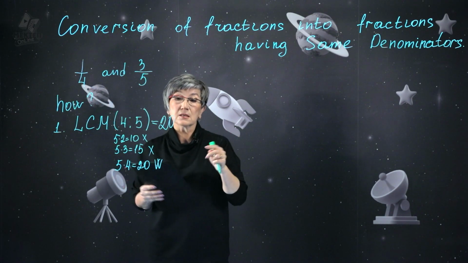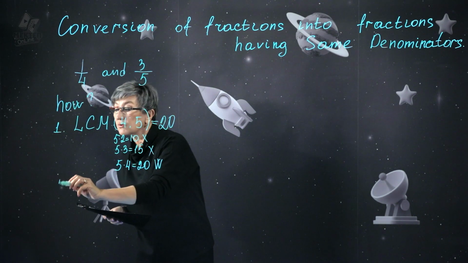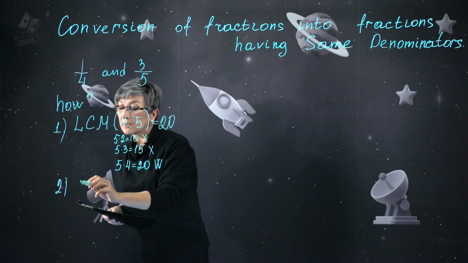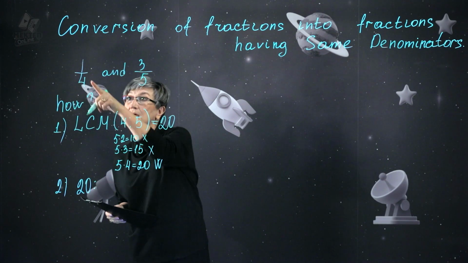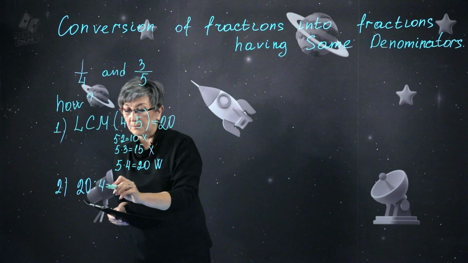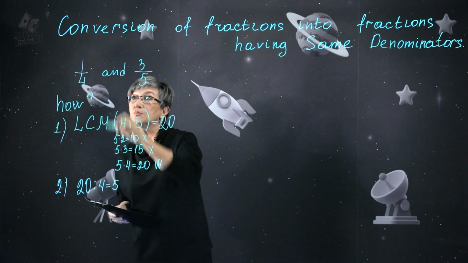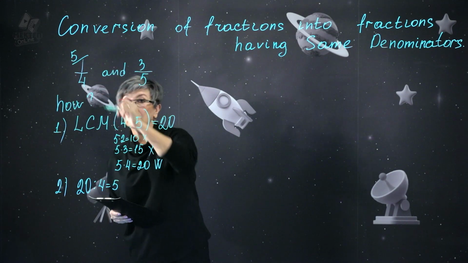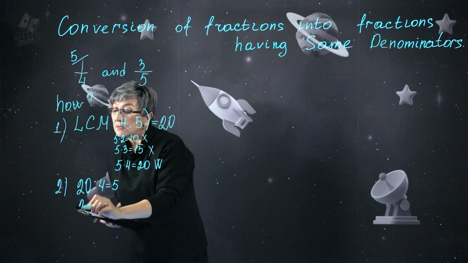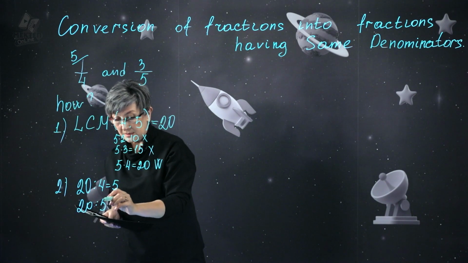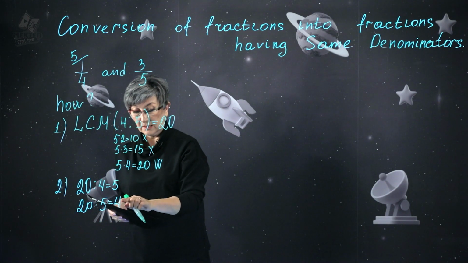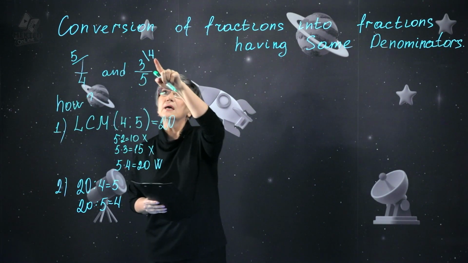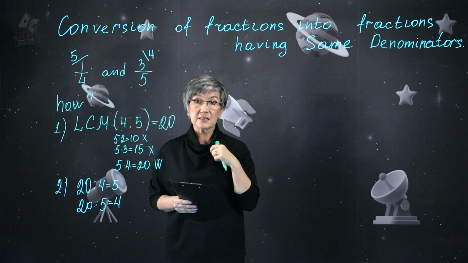So how do you achieve that? Step one: divide 20 by the first denominator, 4. I get 5, and I write this 5 right here. Then I divide 20 by 5. It is going to be 4, and I am placing this 4 right here. Okay, these are our additional multipliers.